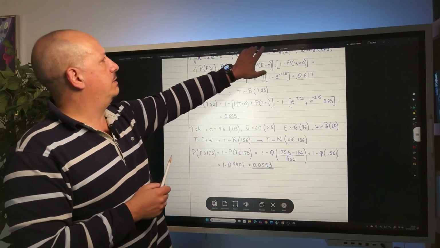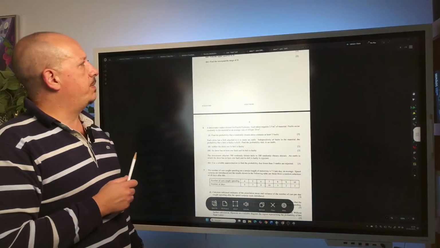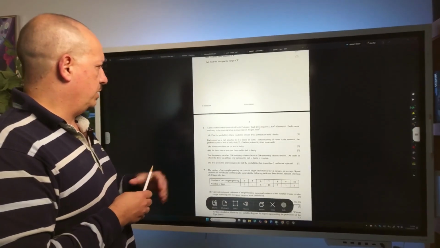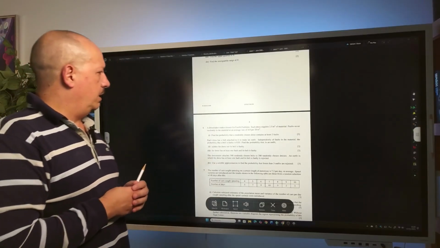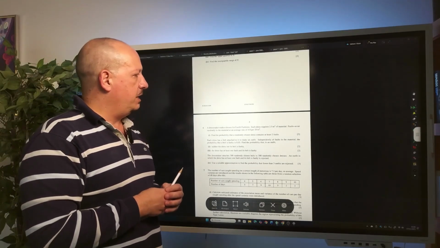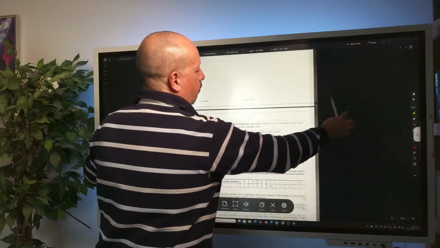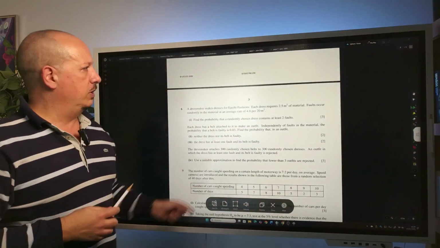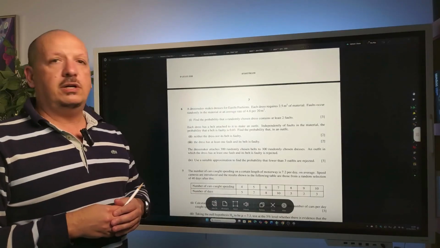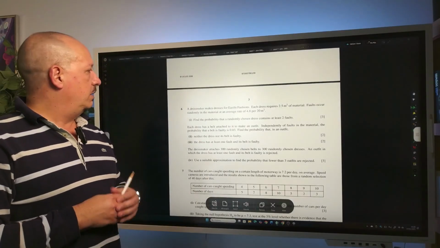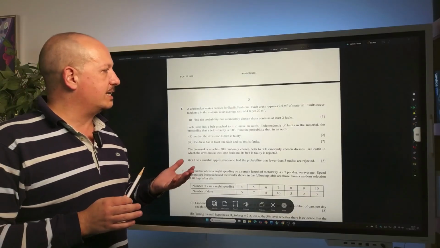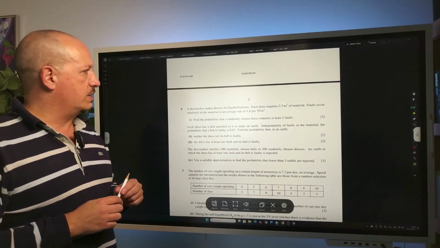Let's look at another question. This is also a paper 7 from June 2006, and the question is question 6 over here. A dressmaker makes dresses for easy fit fashions. Each dress requires 2.5 square meters of material. Faults occur randomly in the material at an average rate of 4.8 per 20 square meters. Just with that information, find the probability that a randomly chosen dress contains at least 2 faults.